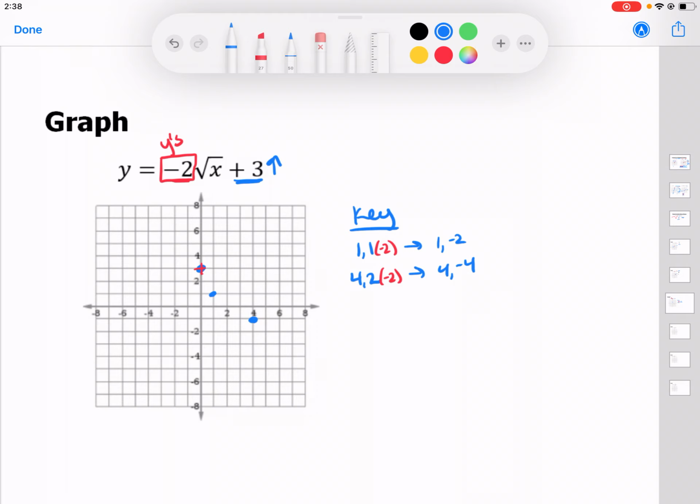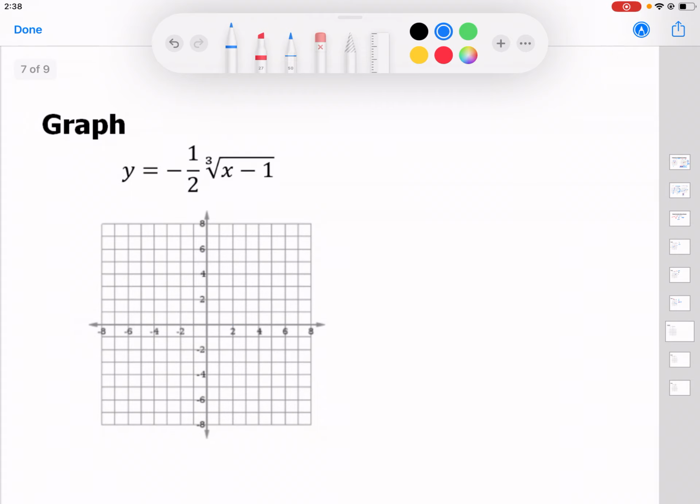And notice on both of them, I go back to that starting point. Then you draw the correct shape, which I should have reviewed, but that's our shape, and it's just going upside down because of that negative, it flipped our graph. Okay, we are getting close. We only have a few more to go.